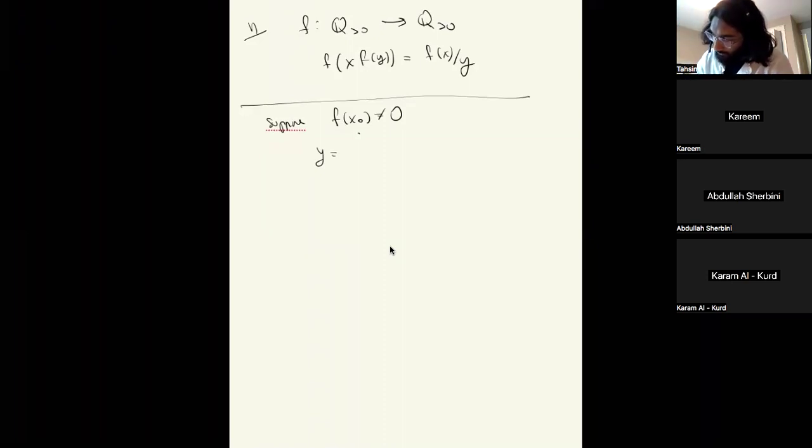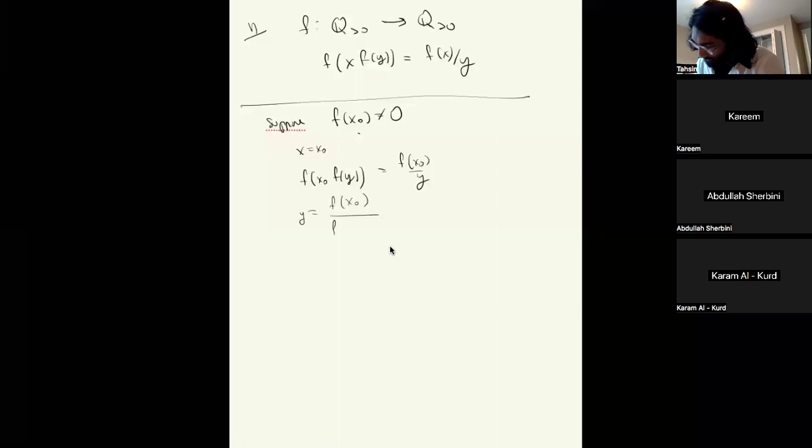Okay, x equals x0. And then f of y is equal to f of x0 over y. Yeah, but then what? And then I want to write it as y equals f of x0 divided by f of x0 times f of y. Like this? Yes. I see.